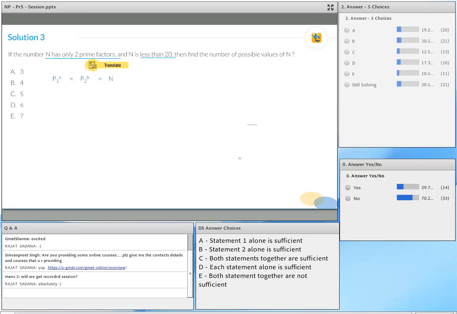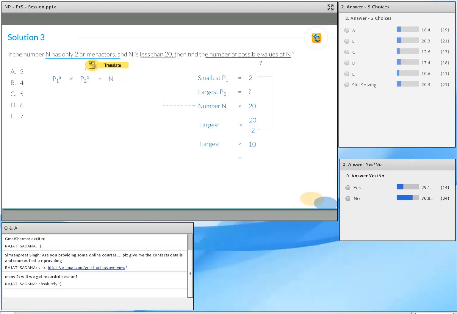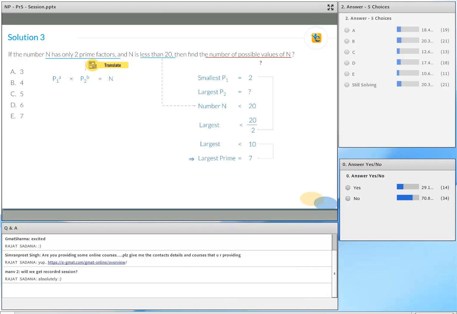Now n is less than 20, so that's also given to us. Find the number of possible values of n. So we need to know what are all the possible values of n. Now, what is the smallest prime number? It's 2, right? So p1 at the minimum will be 2, which means what could be the largest prime number over here? This is where we use the information n is less than 20. Because n is less than 20, the largest prime number will be 20 divided by 2, which is 10. 10 is not a prime number, so the largest prime number will be less than 10, which is 7.